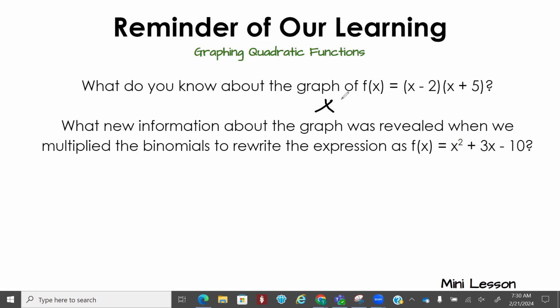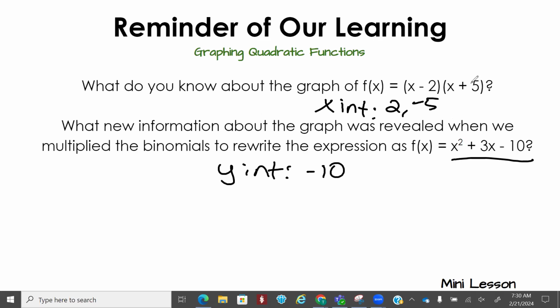Okay, so the x-intercepts are going to be at -2 and, I'm sorry, +2 and -5. Okay, what new information about the graph was revealed when we multiplied the binomials to rewrite the expression as this? What can you tell me from this one? Okay, and what is that going to be?